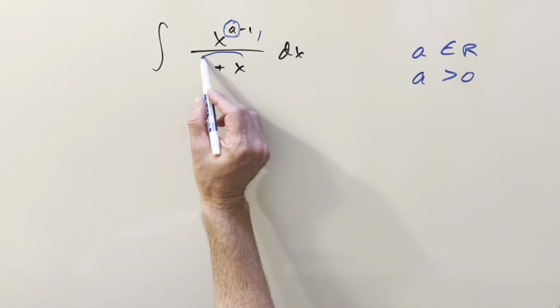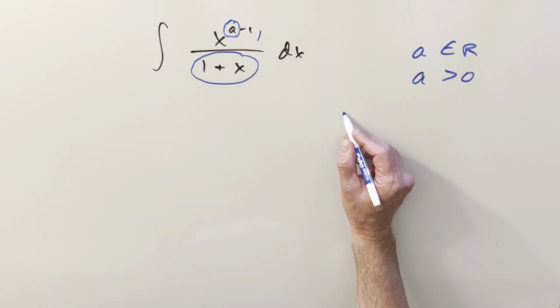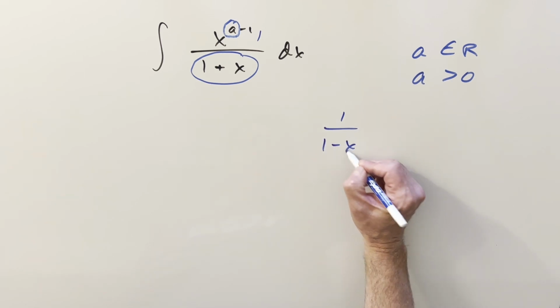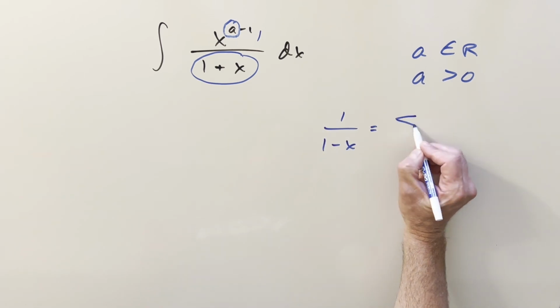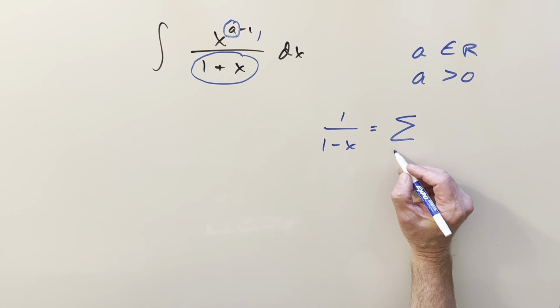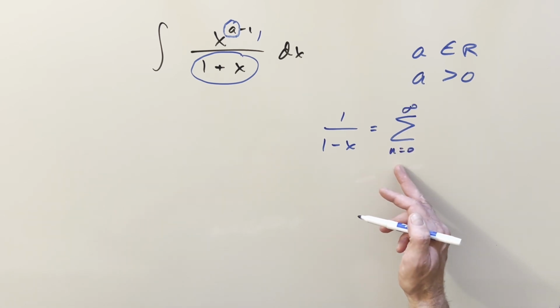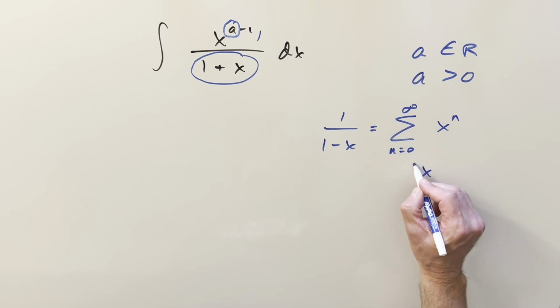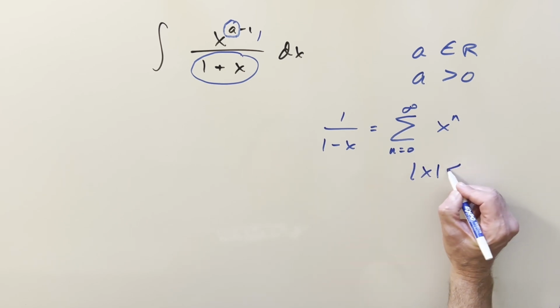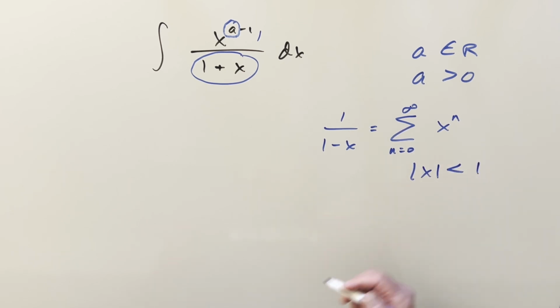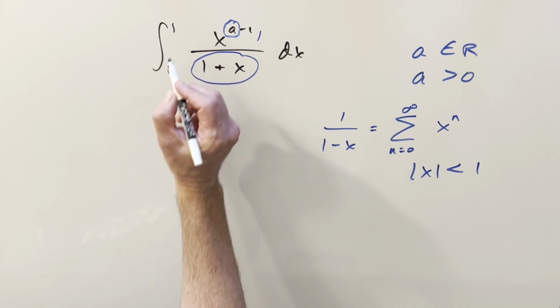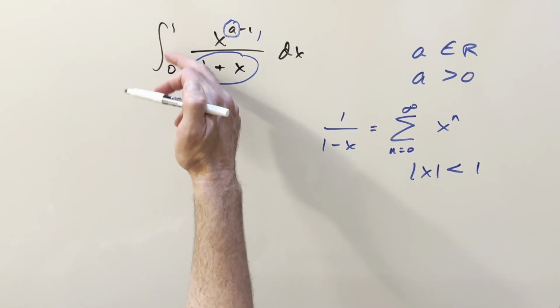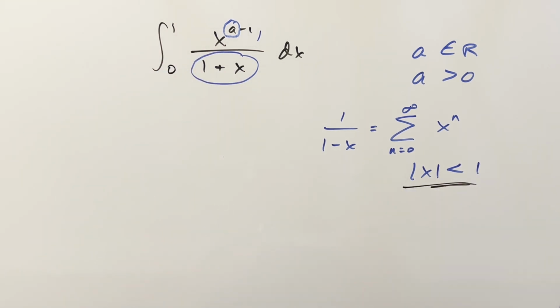If we have a 1 here, this is kind of like our formula for the geometric series. Normally, this is our standard formula: 1 over 1 minus x. As a power series, we can write this as the sum from n equals 0 to infinity of x^n, where we want the absolute value of x to be less than 1. And that reminds me, I forgot the bounds on this. This is going to be going from 0 to 1. That way we know all of our x values are between 0 and 1, so this condition's fine.